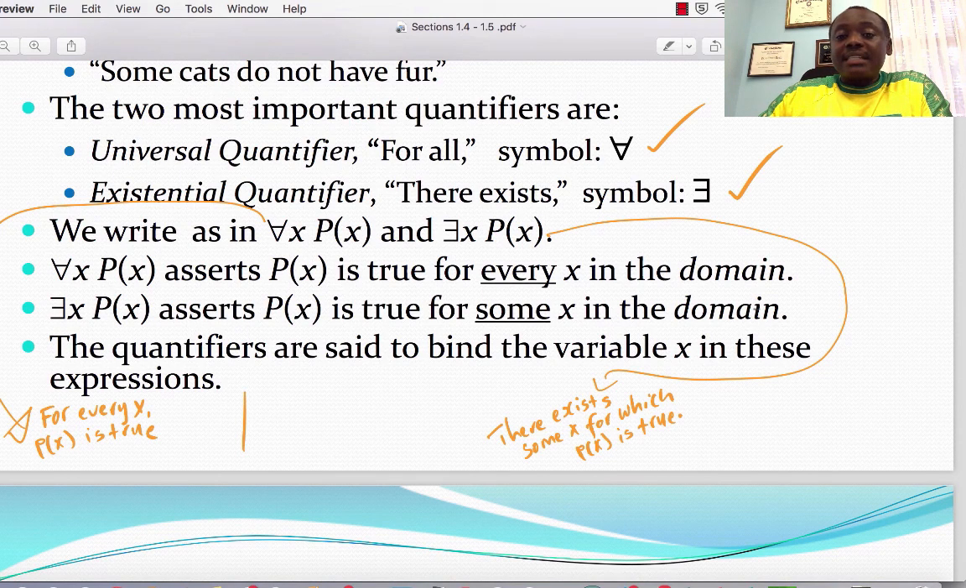The quantifiers are said to bind the variable X in these expressions. So we have for every X, P of X is true. That's exactly what this means. For every X, P of X is true. And this means there exists X for which P of X is true. Again, to prove that this is not true, I have to show that it is false in every single case. To prove that this is not true, I just have to find one example that does not hold, and I'm good. We shall be doing a lot of these when we start section 1.7, proofs, and 1.8, methods of proofs.